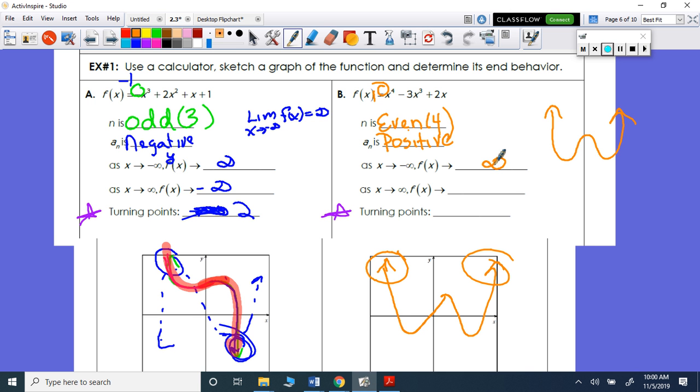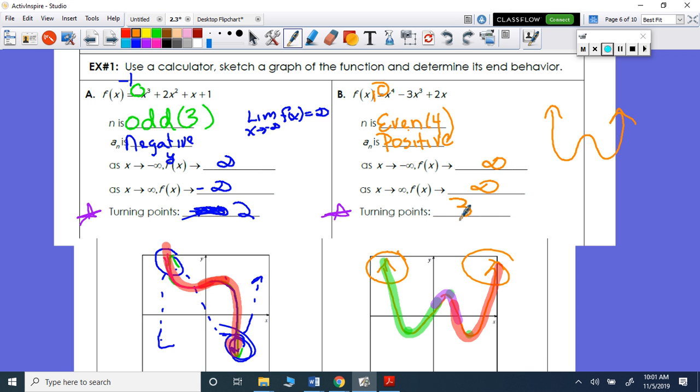Positive infinity, yep, on both of them. And the turning points, as we go, we have 1, 2, 3. 3 mins and maxes, right? It's going to be 3 turning points. But the formal definition: as we go from decreasing to increasing, that's 1 turning point. Increasing to decreasing, that's the second. And then decreasing to increasing, that's the third. 3 turning points. I just go by maxes and mins.